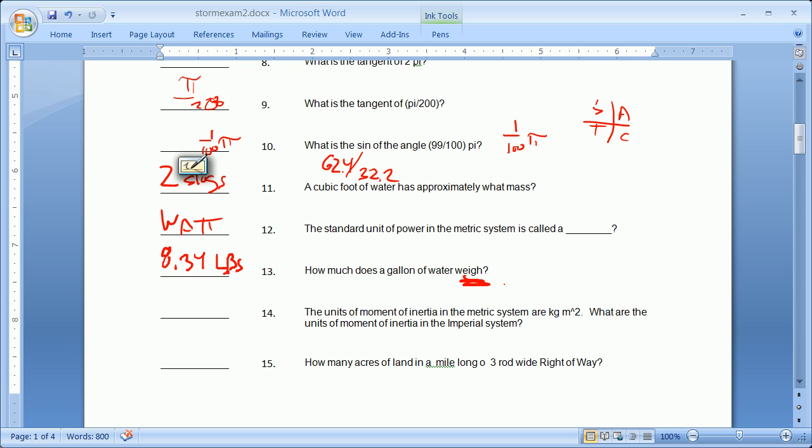I don't even know what it is in newtons. We'd have to convert that to newtons based on 9.8 newtons equals 2.205 pounds. Moment of inertia, you have to convert the individual units, so it's slug times square feet. How many acres of land in a 3-rod road? Well, a 4-rod road in a mile is 8 acres, so this would be 6 acres. Remember, a 66-foot wide right-of-way times 660 feet, which is 1/8 of a mile, gets you 1 acre.